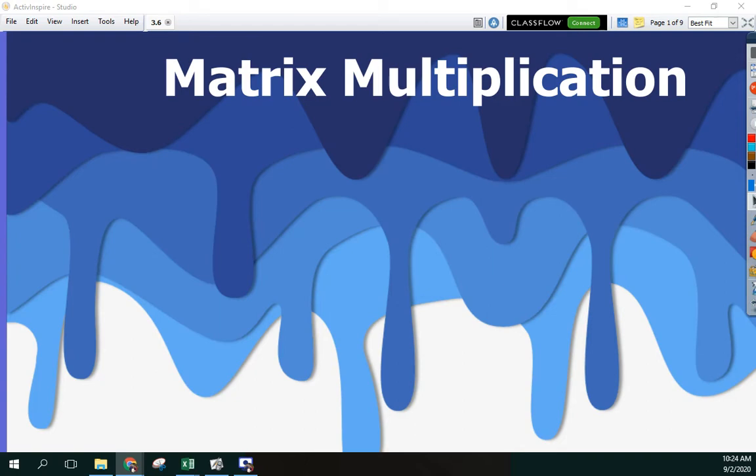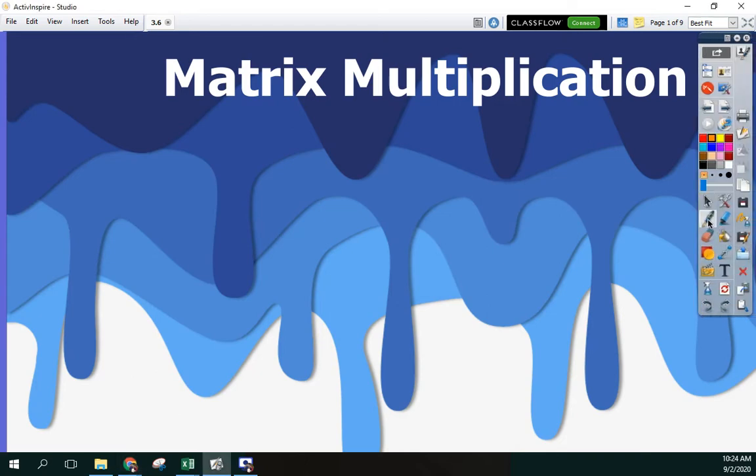In our last lesson, we talked about matrix operations. We talked about addition and subtraction, and then scalar multiplication, which remember was just with a constant. Today we're going to be talking about matrix multiplication, which means to multiply one matrix by another matrix.